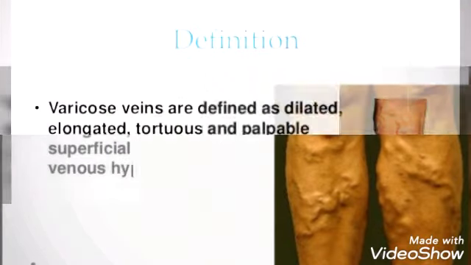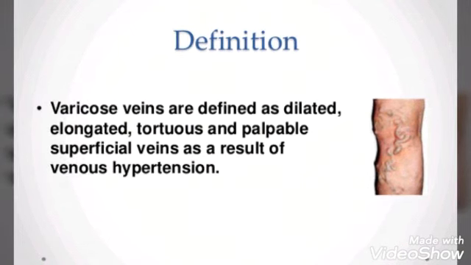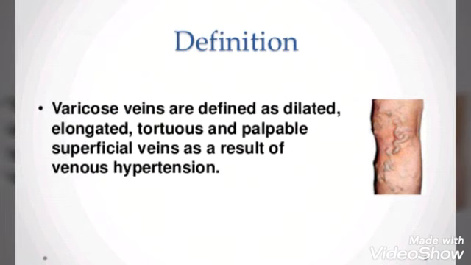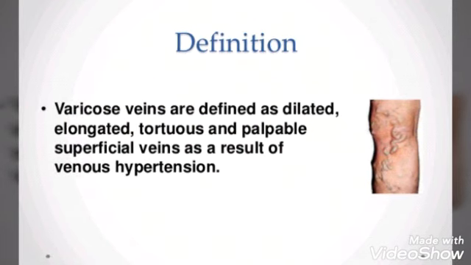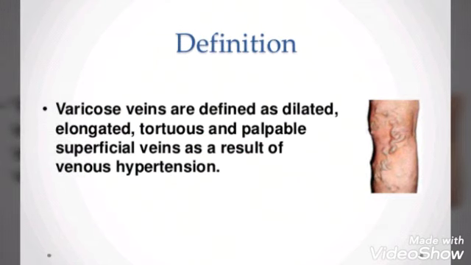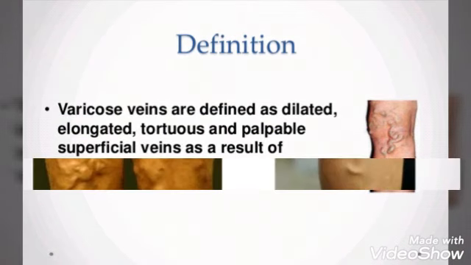We'll see the definition. Varicose veins are defined as dilated, elongated, tortuous, and palpable superficial veins as a result of venous hypertension. So, as the name suggests, in this condition, the veins will be getting dilated and elongated plus tortuous. Tortuous means swelling and hard, and it is easily palpable through the superficial skin, and thus it is due to the venous hypertension. Venous hypertension means pressure in the veins, and that results in varicose veins.